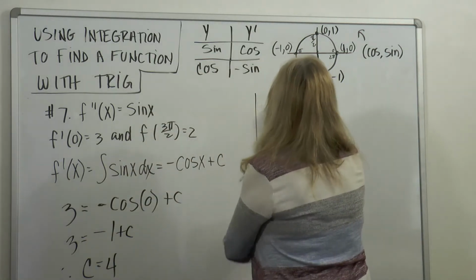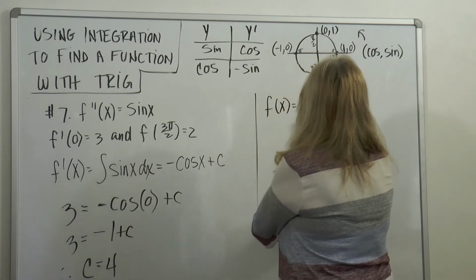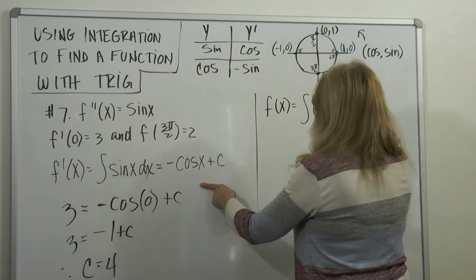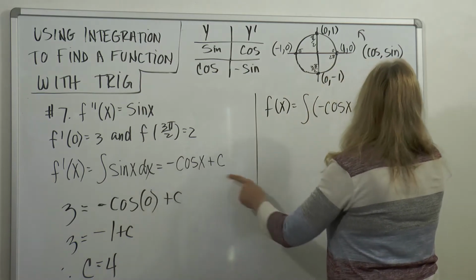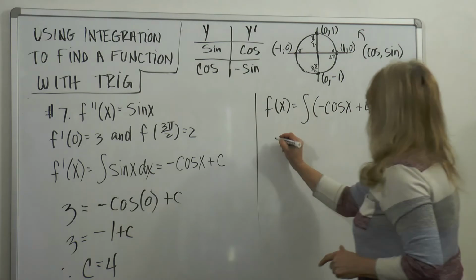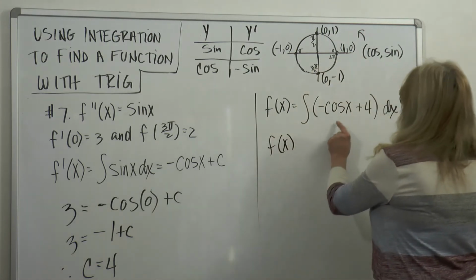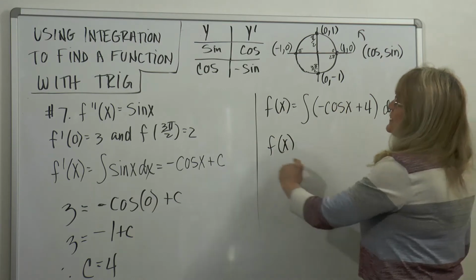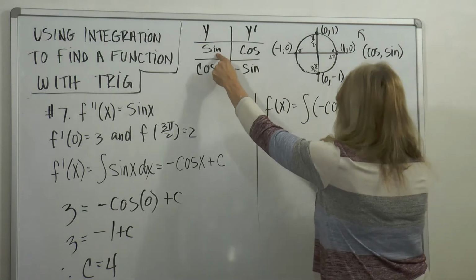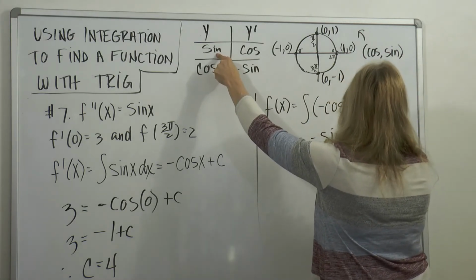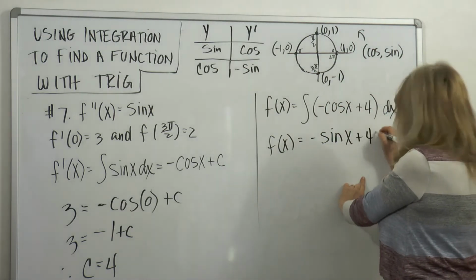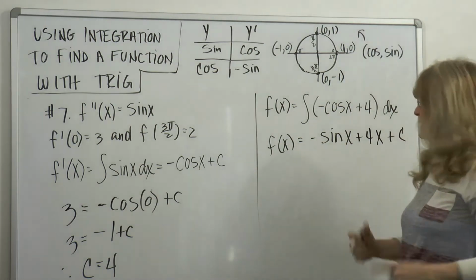Okay, so now, to get f of x, I'm going to integrate f prime of x, which is negative cosine of x plus 4. Replace your c with its value. Okay, so, alright, the integral of negative cosine. Well, the integral of cosine is sine. So the integral of negative cosine is negative sine. And then the integral of a constant, you just slap an x on there. And then we have our arbitrary plus c.